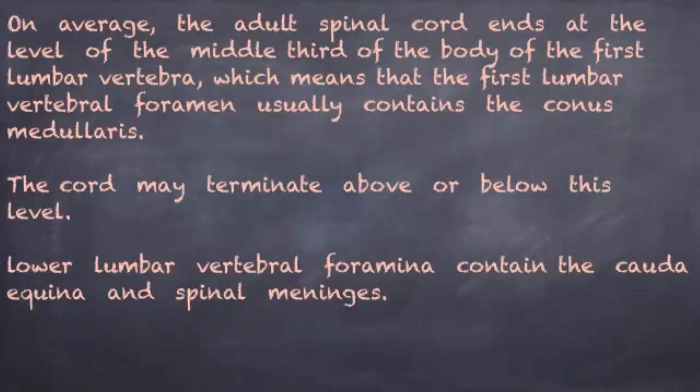On average, that is the end of the lumbar vertebrae. Then we come to some applied aspects. On average, the adult spinal cord ends at the level of the middle third of the body of the first lumbar vertebra. The spinal cord ends at the middle of the body of L1, which means that the first lumbar vertebral foramen usually contains the conus medullaris. The cord may terminate above or below this level. The lower lumbar vertebral foramina contain the cauda equina and spinal meninges.